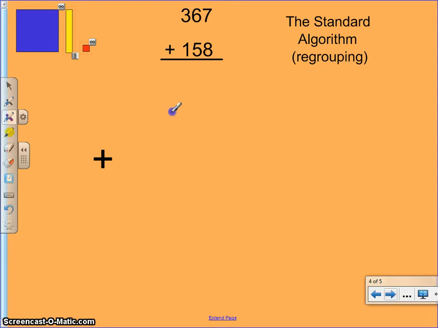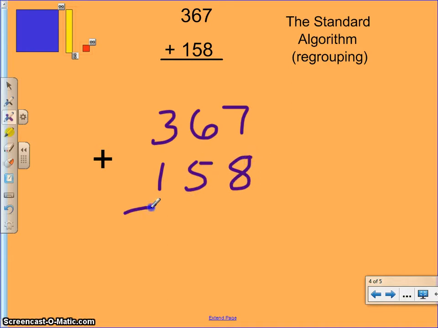So I have 367 and I'm adding it to 158. First I start with my ones, and 7 plus 8 gives me 15. I'm sticking this over here for a minute, because when I'm writing my answer underneath, I can only have one digit in each place value. 7 plus 8 is 15, and it has two digits. So what I do is I take my 5, and since it's in the ones place, I go ahead and put that into the ones place.